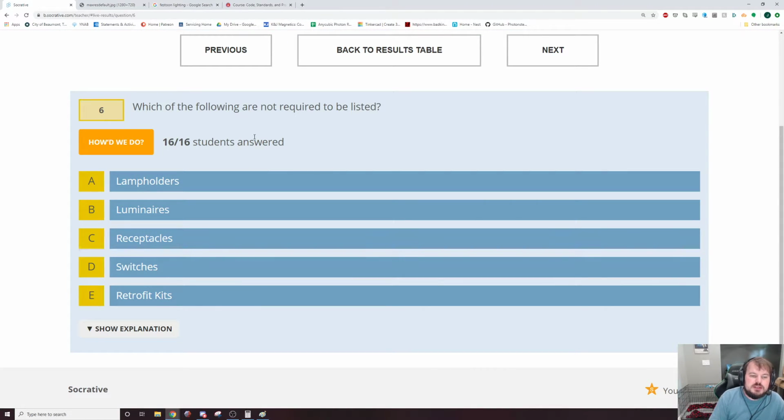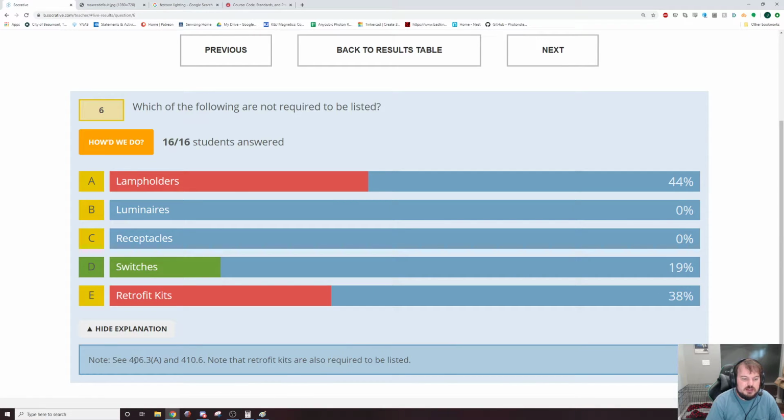Which of the following are not required to be listed? Well, if you go through this, the only one of these answer choices that does not have, like, if you look up lamp holders, luminaires, and retrofit kits, it says in that article they are required to be listed. If you look up receptacles, receptacles are required to be listed. Switches, it says nowhere in the switching category that switches have to be listed. And it's kind of weird the way this question is worded, in that you have to look up something that's not there. You have to look up the things that are there and work backwards from there.